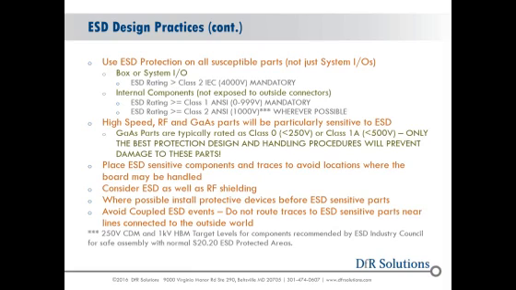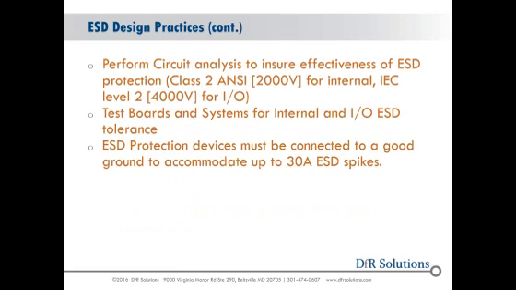parts. Place ESD-sensitive parts and traces to avoid locations where the board might be handled. Consider ESD as well as RF shielding, and make sure that you install protective devices before ESD-sensitive parts, and avoid coupled ESD events. Do not route traces to ESD-sensitive parts near lines connected to the outside world. Perform circuit analysis to ensure effectiveness of ESD protection. Test boards and systems for internal and I/O ESD tolerance, and make sure that your protection devices are connected to a good solid ground connection to accommodate up to 30 amps of ESD spiking.